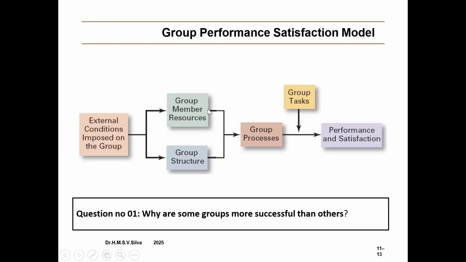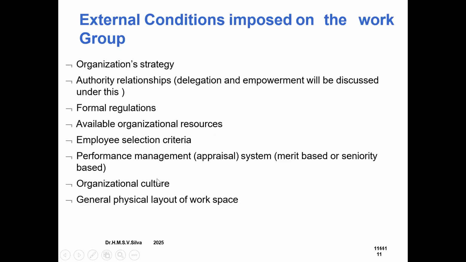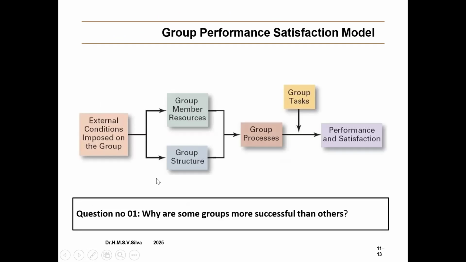Group performance and satisfaction is a function of external conditions. Group performance and satisfaction is a function of group member resources. Group performance and satisfaction is a function of group structure, etc. So basically, after the external conditions, we have to focus on group member resources and the structure of the group. Therefore, in group structure, we have to identify the different roles, norms, conformity, status system, group size, cohesion, and group processes. Then group processes, like the conflict resolution process and the decision making process.